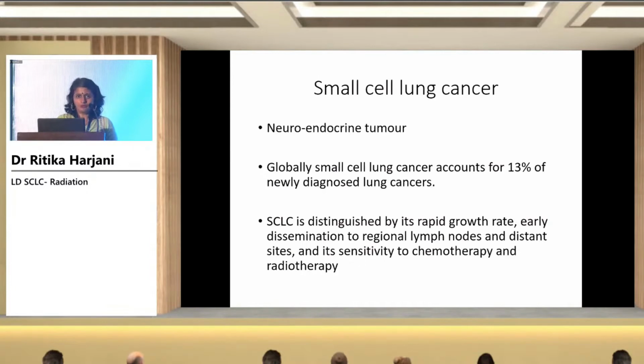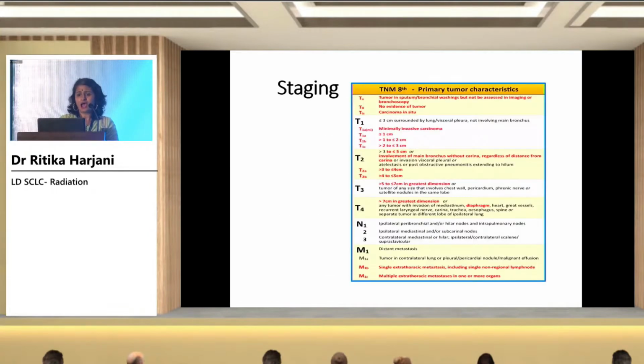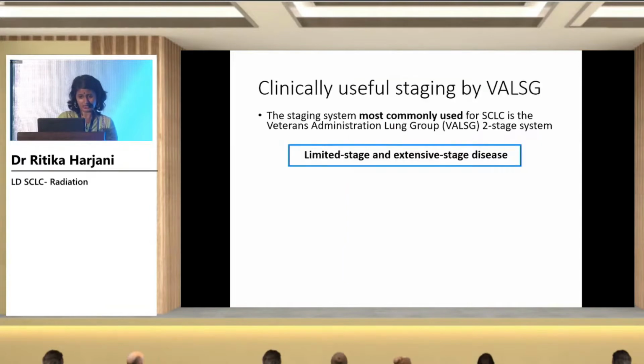So today we begin with small cell lung cancer. What is small cell and then what is limited disease? Small cell, as we all know, is a neuroendocrine tumor characterized by its rapid growth and early dissemination. And staging, we have been going through it for a really long time over the 2 days, what is stage T1 and T2, so I would not go into details.